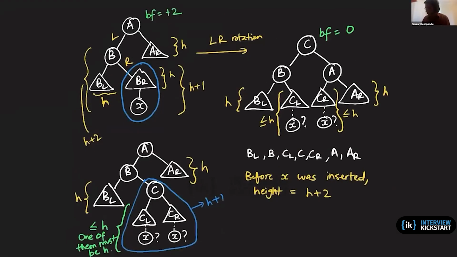So what is the final height? After insertion of x and LR rotation, what's the final height? So this height is h, up to here, including B and A, it would be h plus 1, and including C, it would be h plus 2.